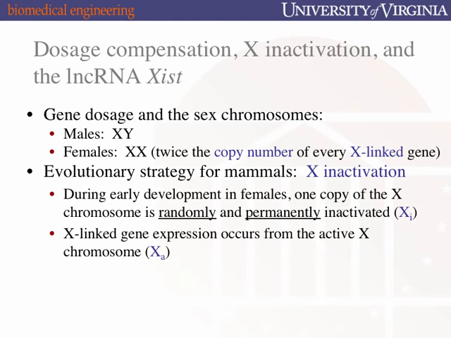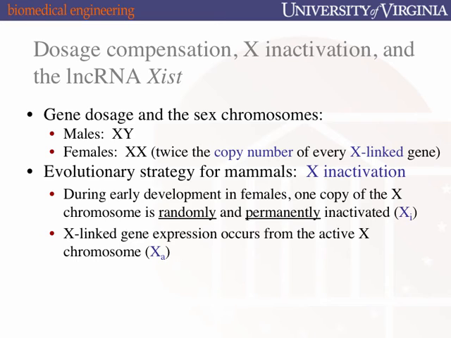So for mammals, the way in which the gene dosage of the sex chromosomes is handled is through a process called X inactivation. Early in development, this occurs in females, who have 2 X chromosomes. On a cell-by-cell basis, one of those 2 X chromosomes is inactivated randomly and permanently. And there's a name for it. It's called Xi. The inactive X is the one X allele that is inactivated, and we'll talk about mechanistically how that inactivation occurs.